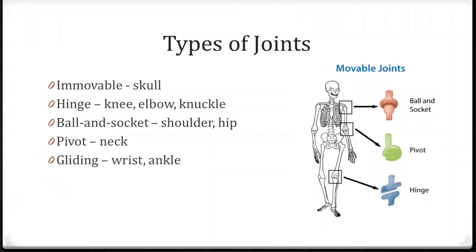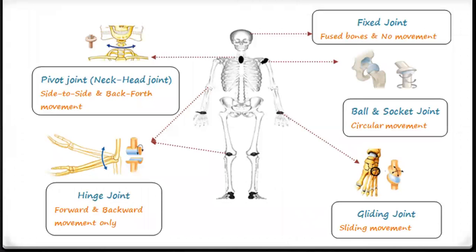Okay, so types of joints. You can have immovable joints, which is like your skull. You can have a hinge, which is a knee, elbow, and knuckle. So if you try to move your elbow, it hinges. Ball and socket, shoulder and hip, so you can kind of move it. Pivot, your neck pivots back and forth. Gliding, you have your wrist and your ankle. You can do a really large range of motion with your wrist and ankle. Okay, so this is not on here anymore.